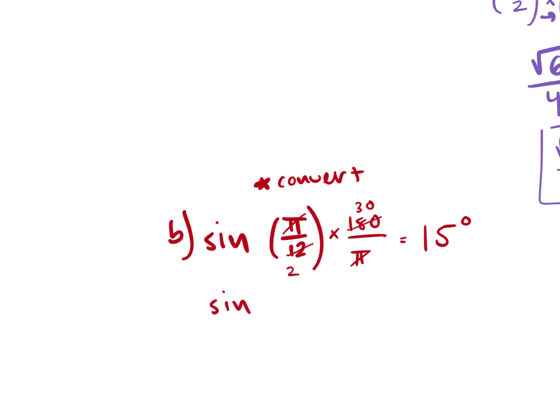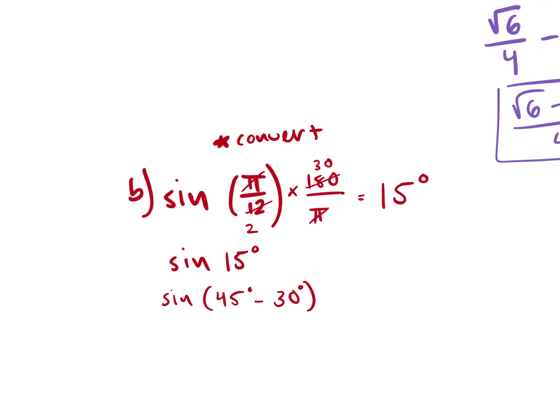Which two angles on our unit circle add up to 15 degrees? Add or subtract. 0 and 15. 15 is not on our unit circle. 45 and 30. We can subtract them. So this would be sine of 45 minus 30. That would give us 15.